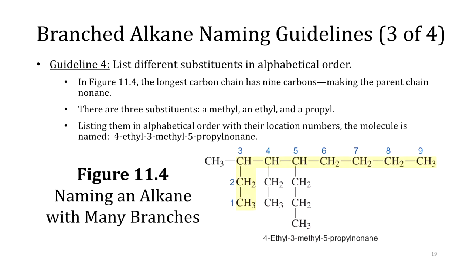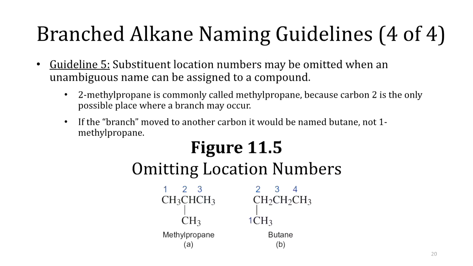Make sure you're comfortable with these naming approaches. We'll do some in class, and you'll have problems to solve where you have to name structures or identify structures from names. So finally, the substituent location numbers can be omitted if there's no question about where the substituent is located. For example, with methylpropane, there's only one place for the methyl to go, so we don't need to call it 2-methylpropane.